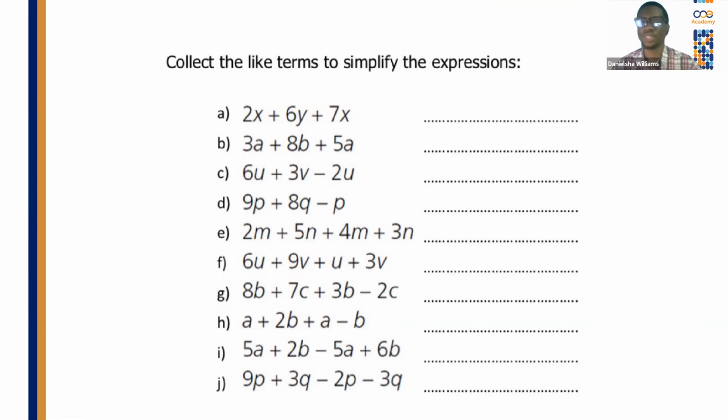Just take 2 minutes. I'm sorry for going over time, but can we just take 2 minutes and write the answers for those questions? Let me know when you have A. All right, you can go ahead. Okay, so I have 6y plus 9x. Okay, that is correct.